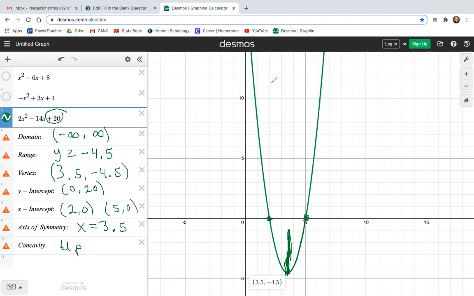All right, guys, that's going to do it for this. Again, that was identifying key features of a quadratic function.